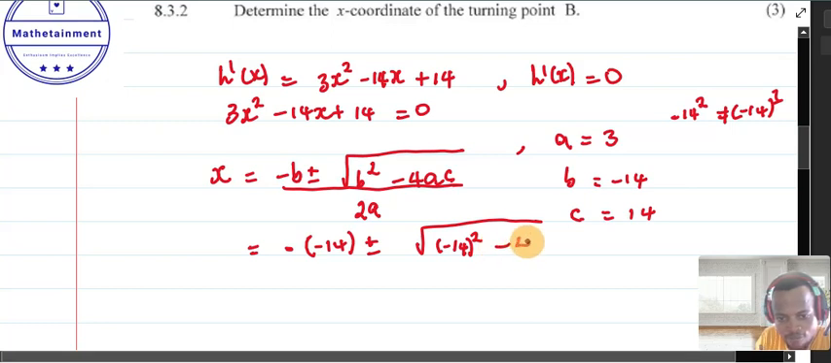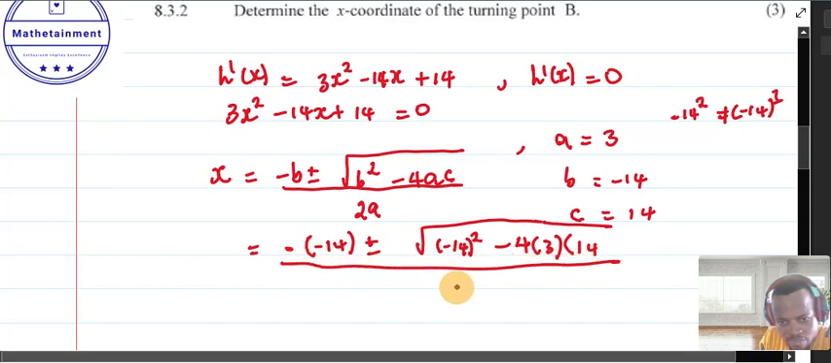Minus 4, where you see a, open bracket, you plug 3, the other one is 14. Then you divide by what? Divide by 2a. So our a is 3.